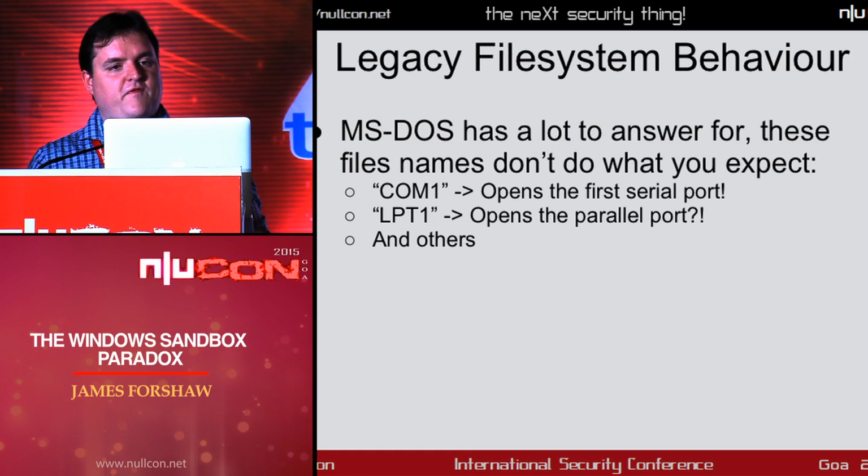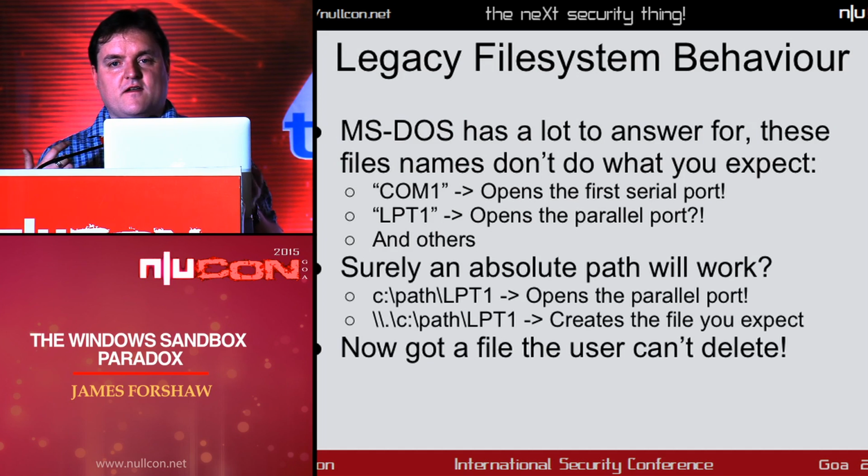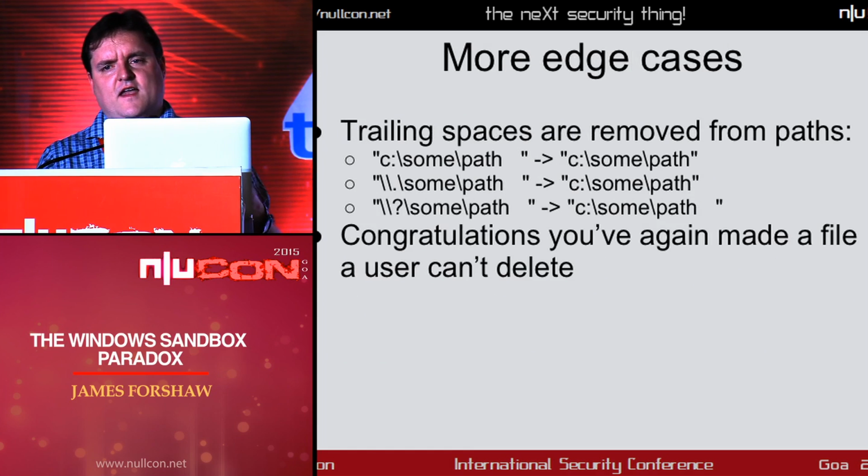Especially when you then throw in some fun legacy support. MS-DOS has a lot of things to answer for in many respects. But one of them is this legacy handling of things like COM support. So Windows specifies some default files. Things like COM1 always opens the first serial port, LPT1 opens the parallel port. So you think, okay, we'll add an absolute path, but it doesn't work. You put an absolute path in front of LPT1 and it still opens the parallel port. You cannot create a file called LPT1. Well, you can if you use the device path syntax, but now you've just created a file you can't delete. You can see it, but the user can't go to Explorer and say delete. It just won't work.